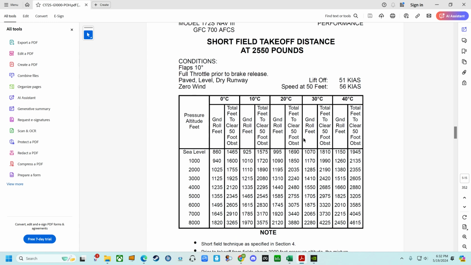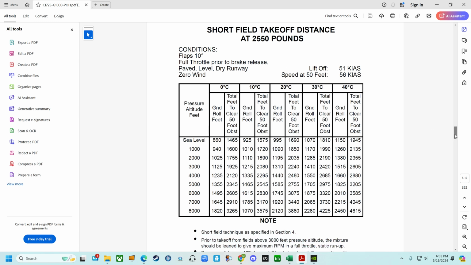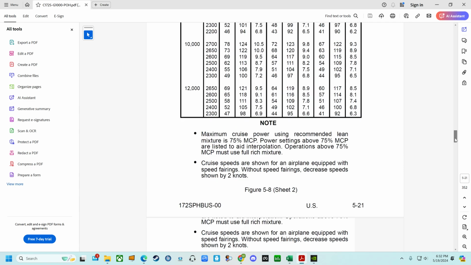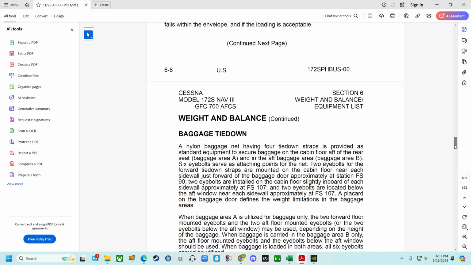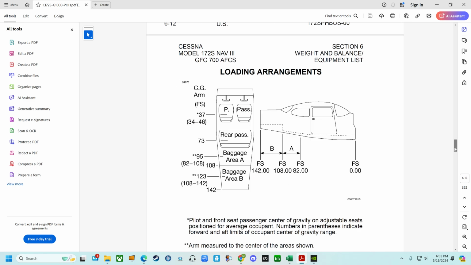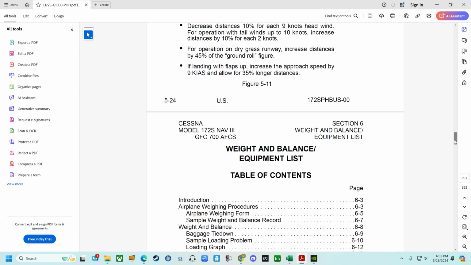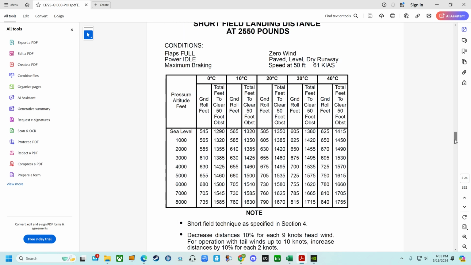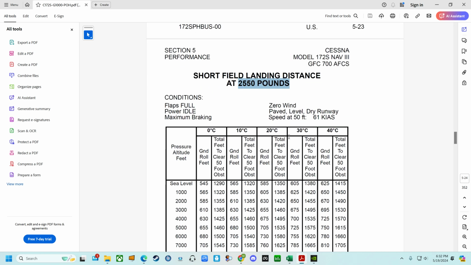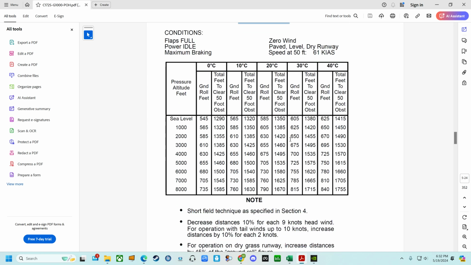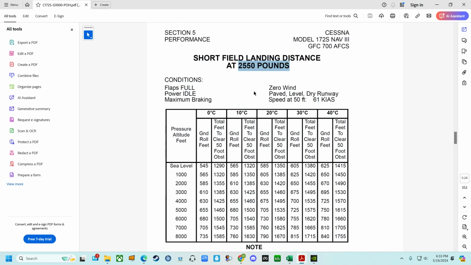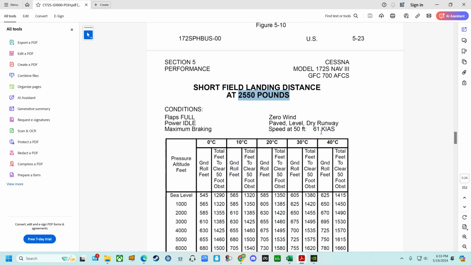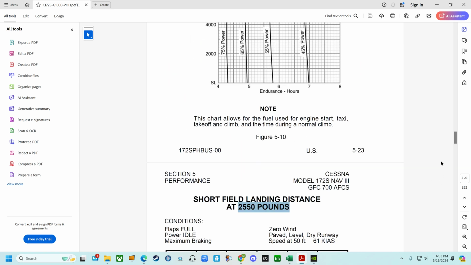But there is a short field takeoff distance chart in the POH, and there's also going to be a short field landing chart as well that will be found in the performance section, which I skipped over somehow. My apologies. But there will be a short field landing chart at different weight configurations as well. So if you're landing at a shorter airport, maybe if you're doing more bush flying and you've got a shorter length of runway and you want to see if you're going to be able to land safely, then you want to use the short field landing calculations. Obviously, if you can do a short field landing, then if you have a longer runway, you should be able to land no problem as well.